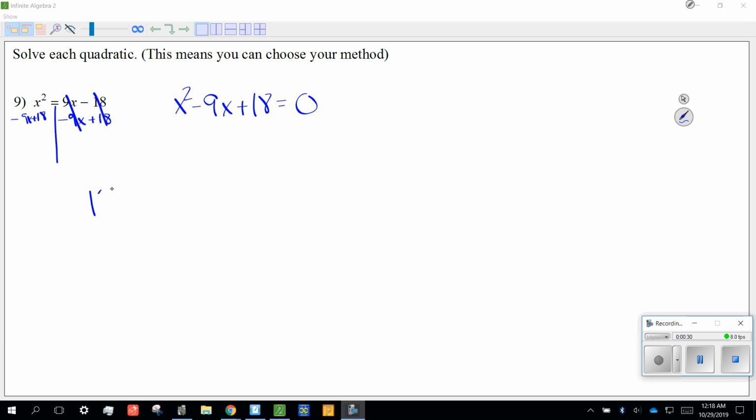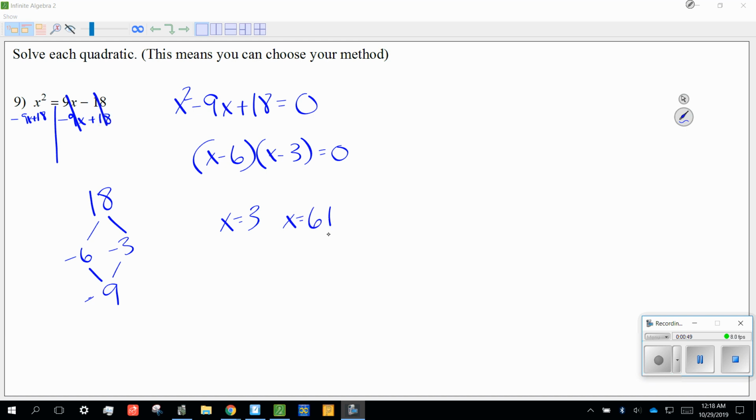Okay, this looks factorable. Are there factors of 18 that add up to -9? There are indeed. -6 and -3. So we get x minus 6 times x minus 3, and that's equal to 0. So I have two very real solutions on this one, x equals 3 and x equals 6. And we can check that one, and that's true.